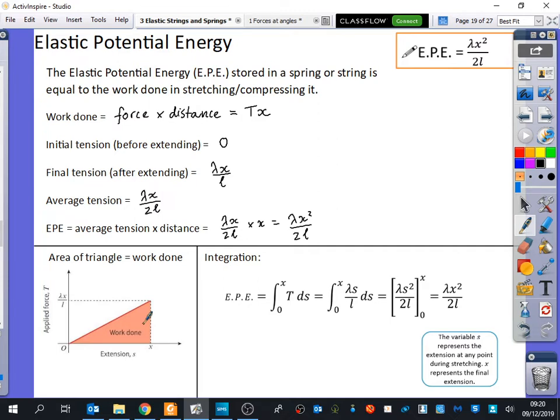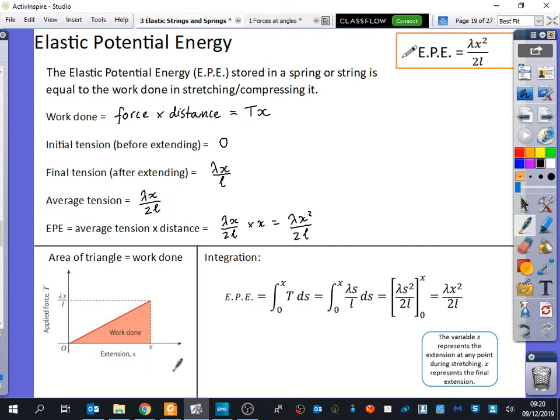Yeah, exactly. And that links it back to what we've got up here, but more generally, the area under any force extension graph or force distance graph is the work done, because the work done is the force times the distance. And if you think about this, we've got a force and a distance, so it's the area underneath. It's a bit like in a speed time graph. The area under a speed time graph is the distance, because distance equals speed times time. Work done equals force times distance.